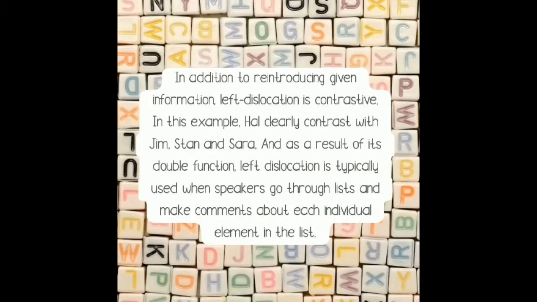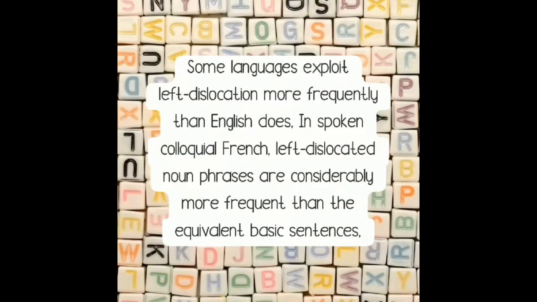In addition to reintroducing given information, left dislocation is contrastive. In this example, Hal clearly contrasts with Jim, Stan, and Sarah, and as a result of its double function, left dislocation is typically used when speakers go through lists and make comments about each individual element in the list. Some languages exploit left dislocation more frequently than English does. In spoken colloquial French, left dislocated noun phrases are considerably more frequent than the equivalent basic sentences.